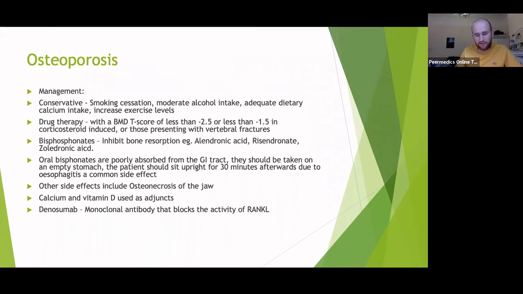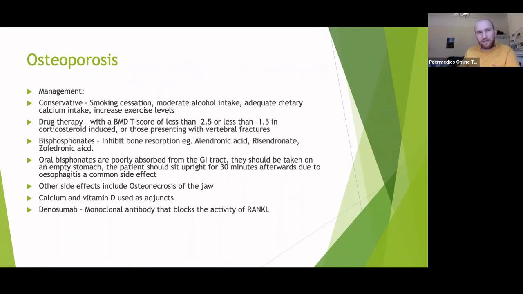So if they've had that DEXA scan and it's less than -2.5, then they're going to start on a bisphosphonate. If they're within that osteopenia range on the DEXA, then you can consider not starting one, unless they're on corticosteroids, which is why they've got that osteopenia. If they've had any fractures, that symptomatic presentation, then they're probably going to start on a bisphosphonate. Those are some examples of bisphosphonates. They inhibit bone resorption. Alendronic acid, risedronate, zoledronic acid are your main ones.